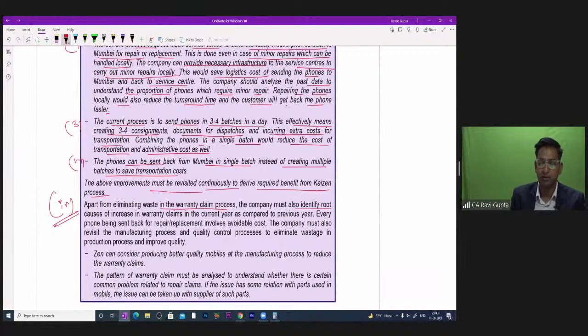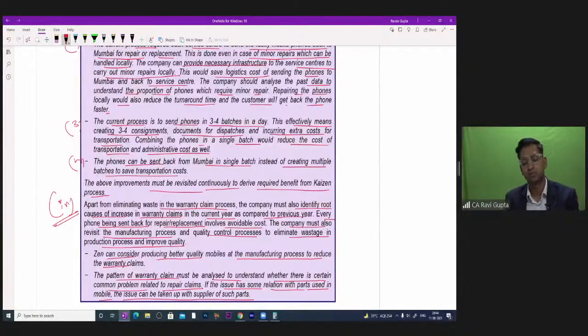So the company must also identify the root cause of the increase in the warranty claims in the current year as compared to the previous year. Every phone being sent back for replacement involves avoidable cost, and we can avoid a lot of cost. The company must also revisit the manufacturing process and quality control process to eliminate the wastage in the production process and improve the quality. Zen can consider producing better quality mobiles at the manufacturing stage to reduce the warranty claims. The pattern of the warranty claims must be analyzed to understand whether there is a common problem related to repair claims. If the issue has some relation with a part used in the mobile, the issue can be taken up with the supplier of such parts.